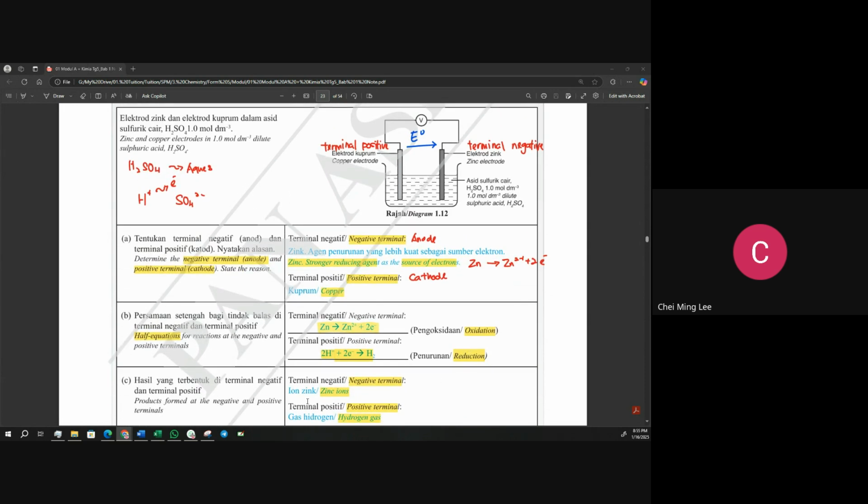So the product formed at the negative terminal will be zinc ion, while at the positive terminal it will be hydrogen gas. All right, so jot this down. Jot down this one as well.